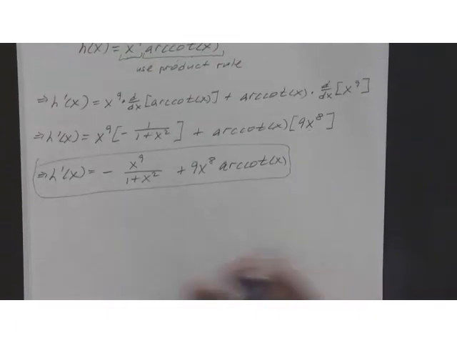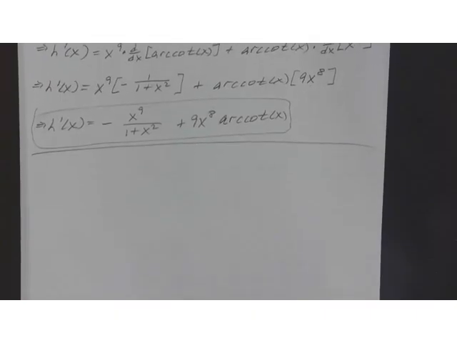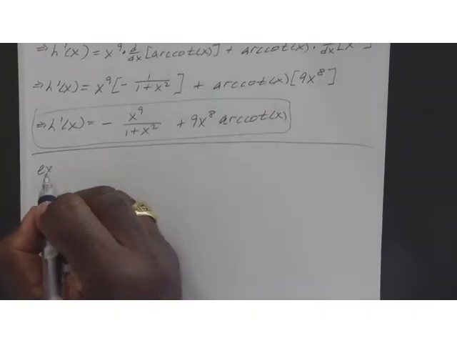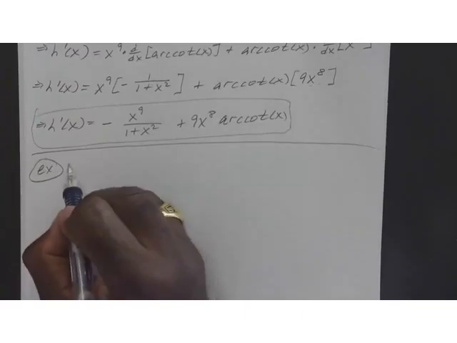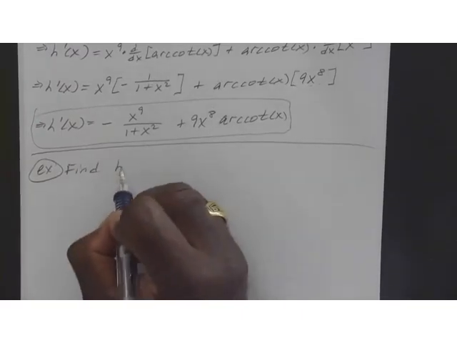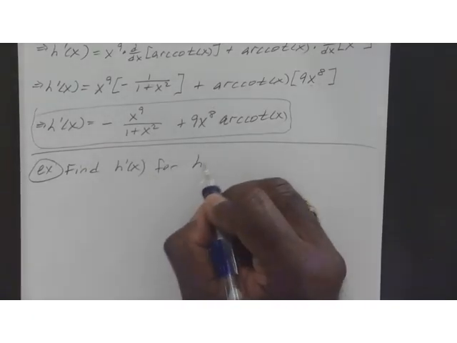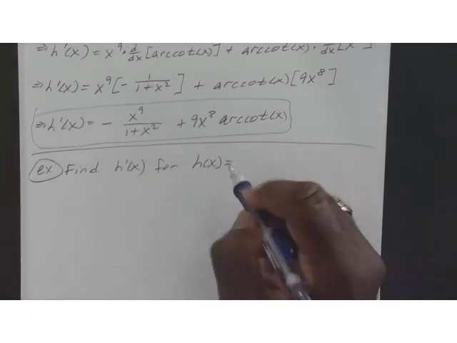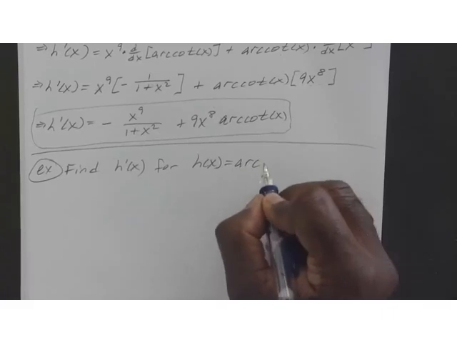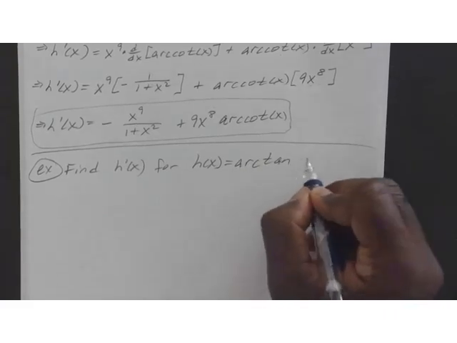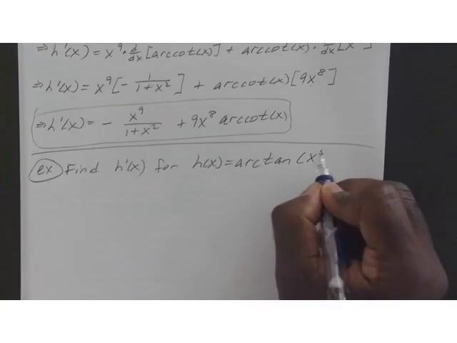Okay. So what if, for example, we wanted to find h prime of x for h of x is equal to arctangent of x to the 5th power.